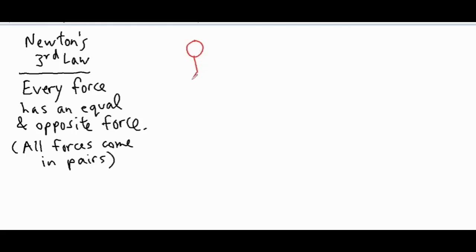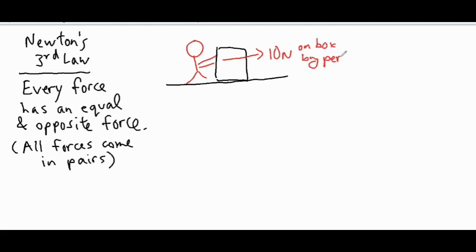So if a person is pushing on an object, we'll say like they're pushing on a big box or a crate, they apply a certain amount of force, and we'll say maybe they're applying 10 newtons of force this way on the box by the person. There is for sure an equal and opposite force in every single case. The box is then pushing back on the person with 10 newtons of force in the exact opposite direction, and this is on the person by the box.